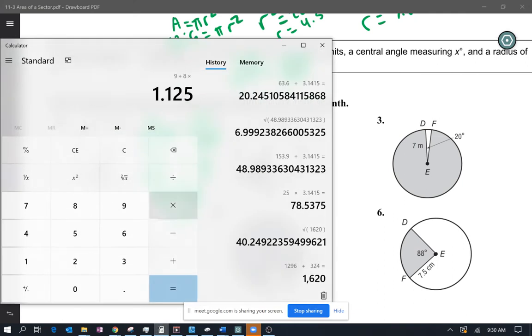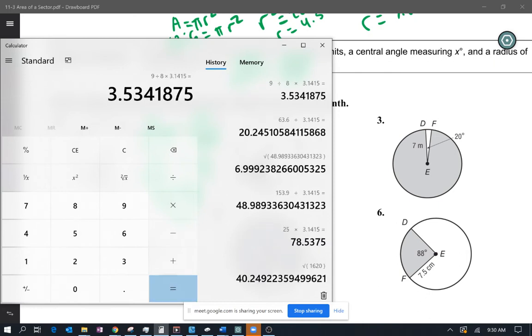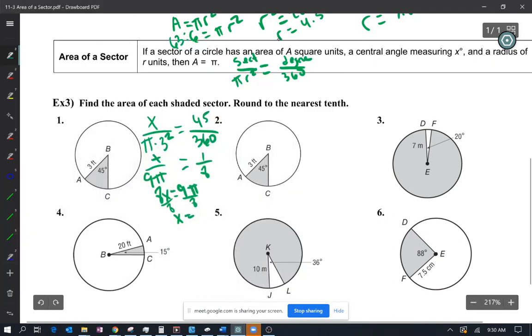What is that? 9 divided by 8 times 3.1415. Does that sound reasonable? Yeah, about 3.53. 3.53. I'm going kind of fast there, but do you understand what I'm doing?